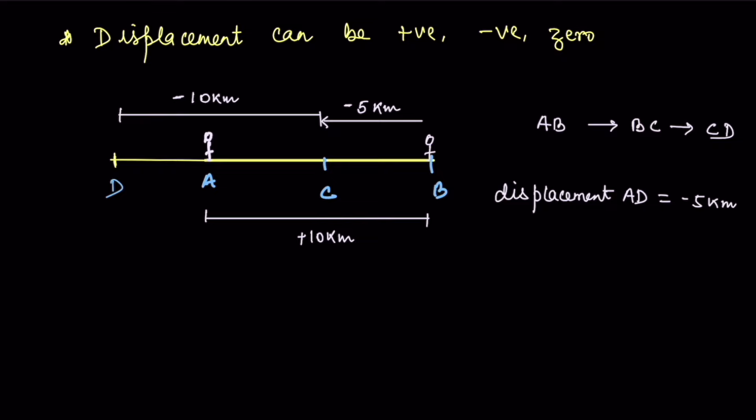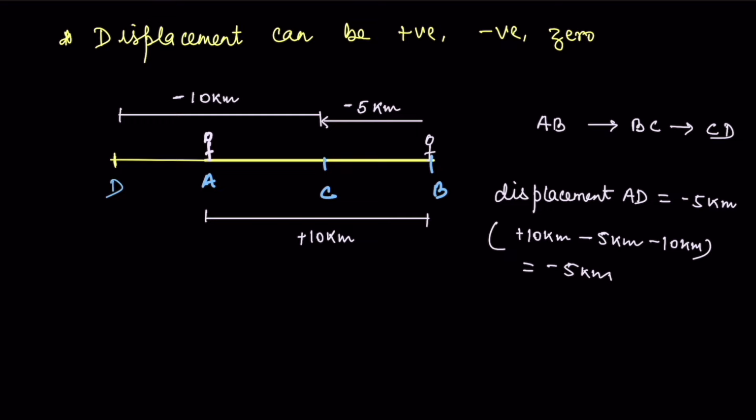How is it minus 5 kilometer? See, if the body moves from A to B, that time it is plus 10 kilometer. Then the body moves from B to C, it becomes minus 5 kilometer. And after that B to D, which is minus 10 kilometer. So when you solve, it will come to minus 5 kilometer.